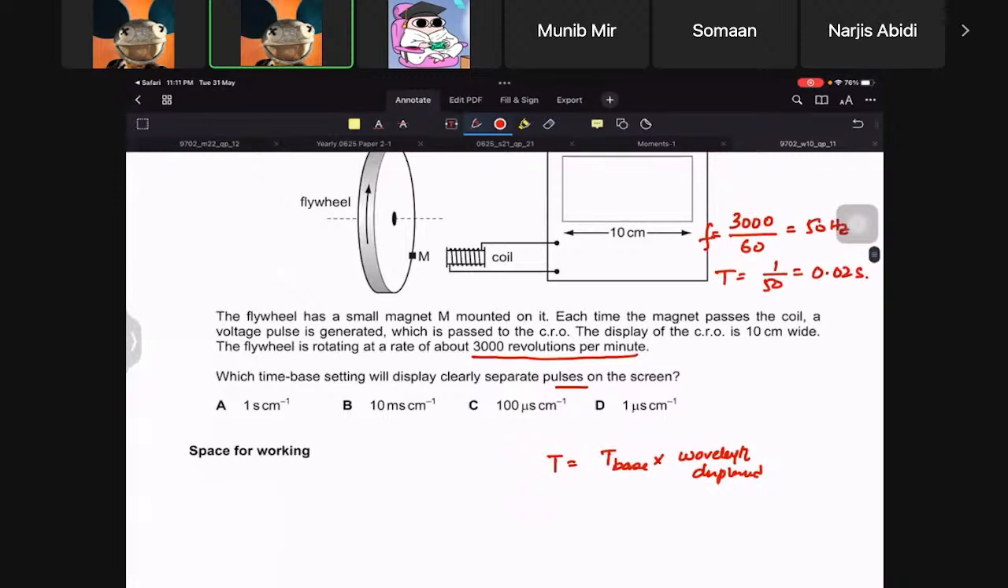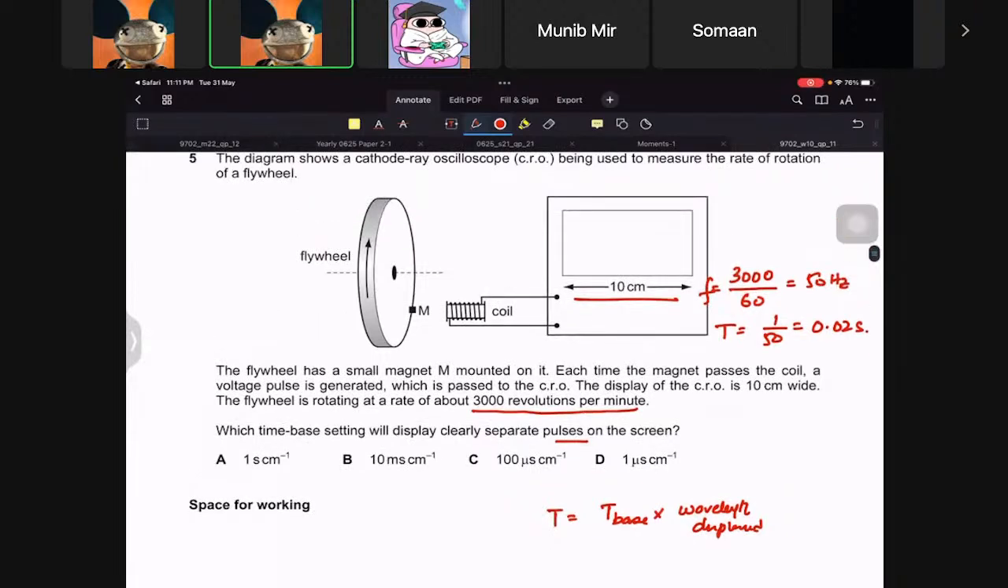So this is 2 centimeter. 2 centimeter means that on this screen almost like 5 waves can be displayed. So this could be one answer. Let's try 100 now. So 0.02 divided by 100 times 10 raised to power minus 6. So 0.02 divided by 100 divided by 10 raised to power minus 6. This is 200 centimeter, which would be one wave, which cannot be displayed. So this is also wrong.